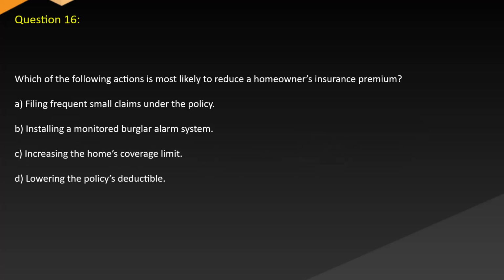Question 16. Which of the following actions is most likely to reduce a homeowner's insurance premium? A. Filing frequent small claims under the policy. B. Installing a monitored burglar alarm system. C. Increasing the home's coverage limit. D. Lowering the policy's deductible.